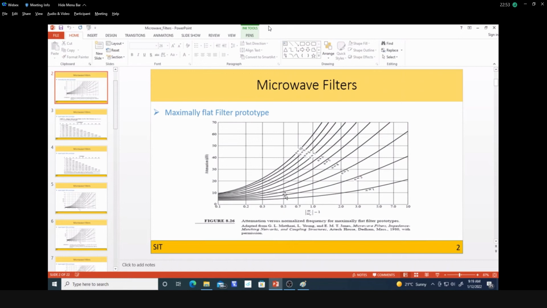Okay, so for that 15 dB, which value of omega by omega c minus 1 will achieve 15 dB? You can see maximally you are going to get it for n equal to 5. So you can see the n equal to 5 curve. At approximately 15 dB, we get that value of omega by omega c minus 1, which is 0.5 at the n equal to 5 curve. So we are going to get approximately more than 15 dB loss for n equal to 5. This curve gives the description of this.